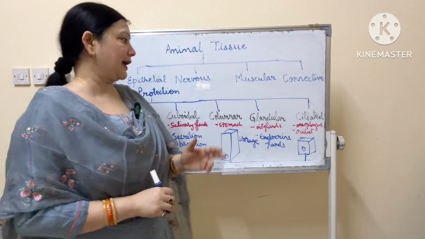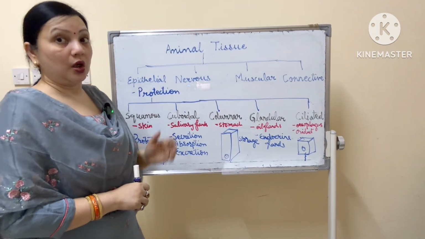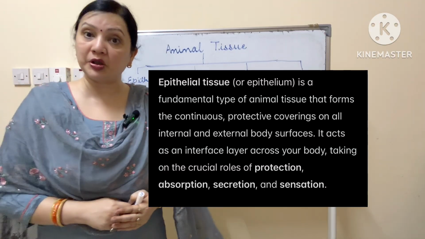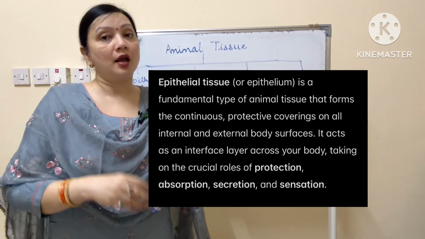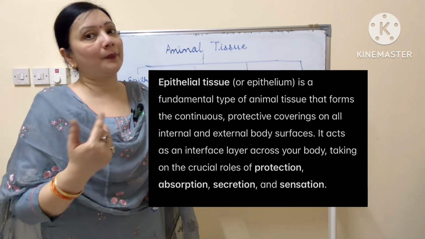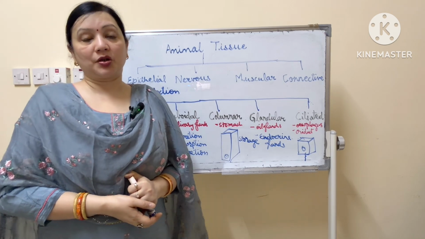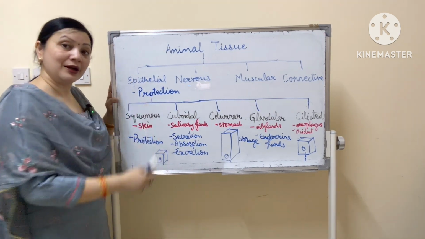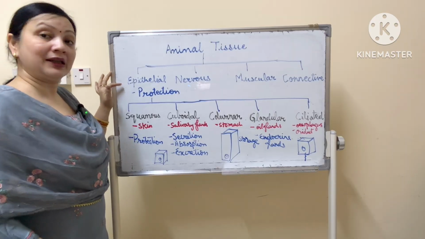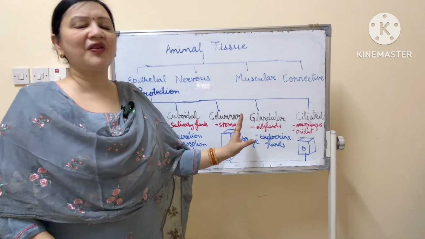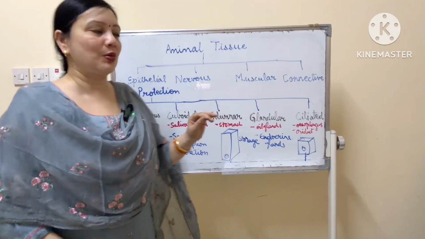Today we will be studying epithelial tissue, a very important tissue. The main function of epithelial tissue is to provide protection, but the function varies according to the place it is present. So let us start. Epithelial tissue, main function I have written, protection. Now this epithelial tissue is of 5 types. Don't get scared. It is of 5 types, but they are easy ones.